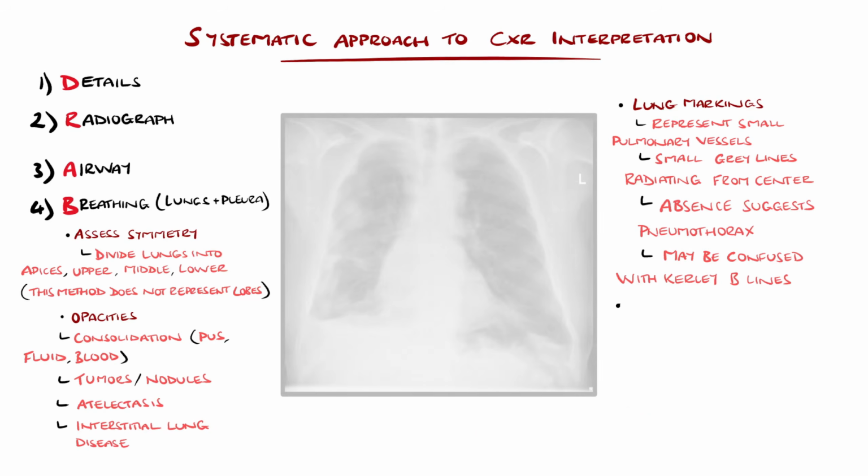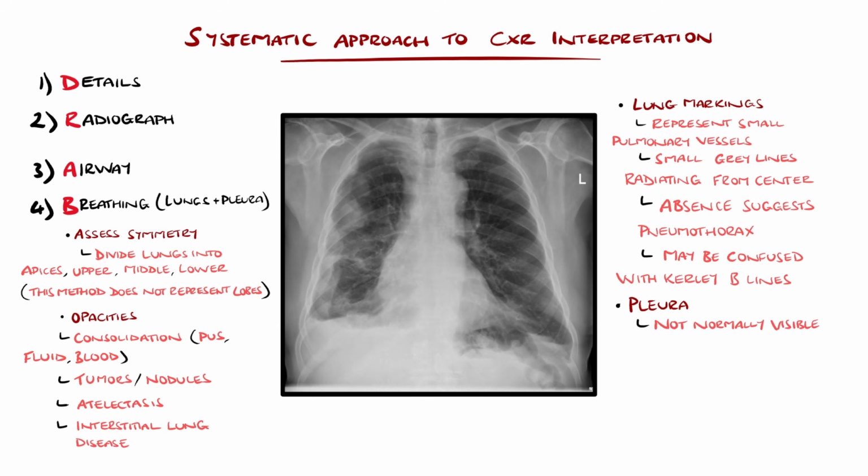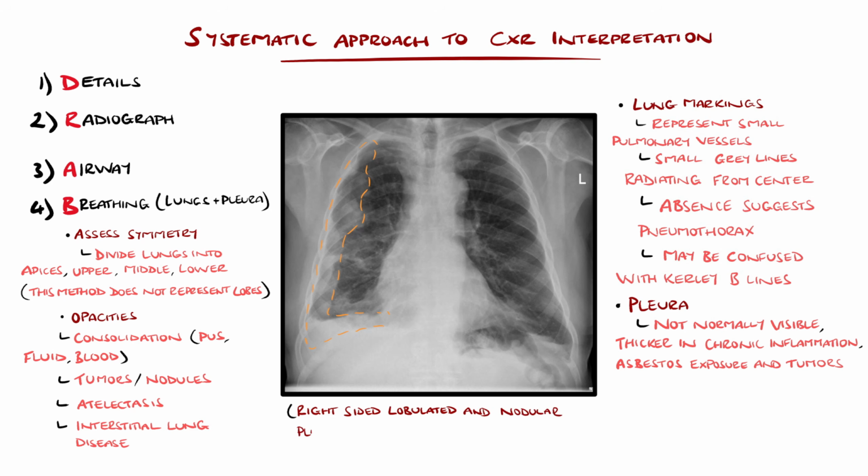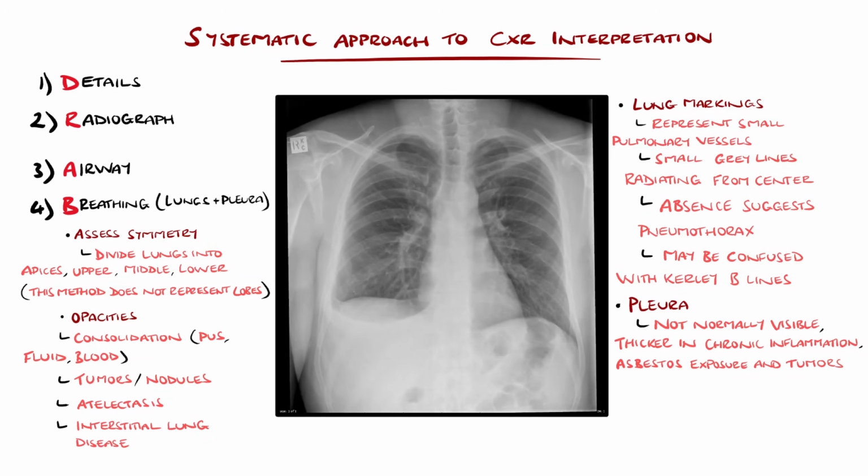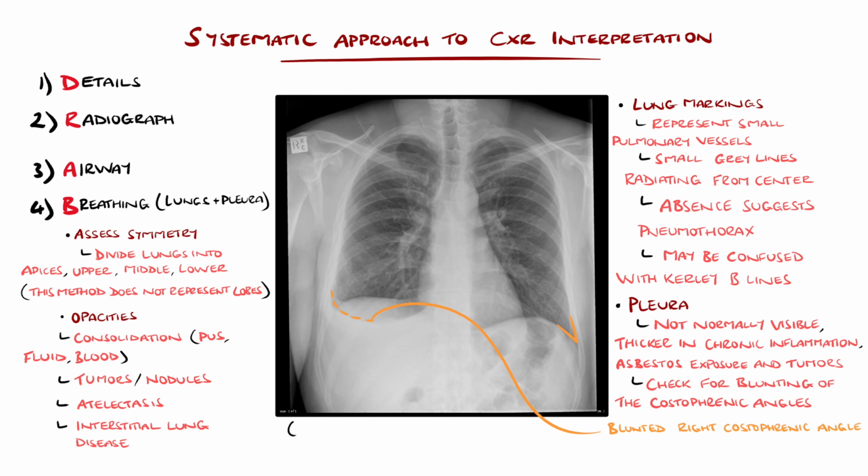Moving on to the pleura, they are not typically visible, and if they are visible, this suggests thickening, which is associated, for example, with chronic inflammation of the pleura, fluid, and potentially asbestos exposure or malignancy, such as mesothelioma. Then trace the lateral borders of the lung to the costophrenic angle. Blunting of this may be a manifestation of pleural effusion. Conditions such as hemothorax can also cause thickening opacity in the region of the pleural spaces.